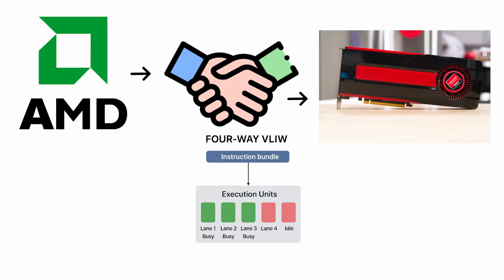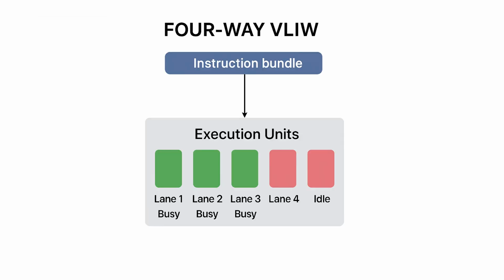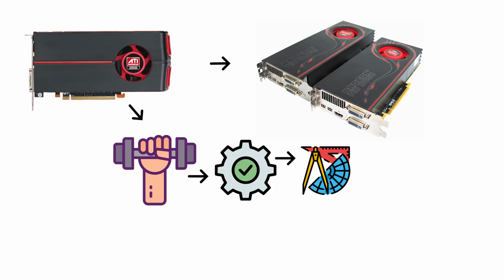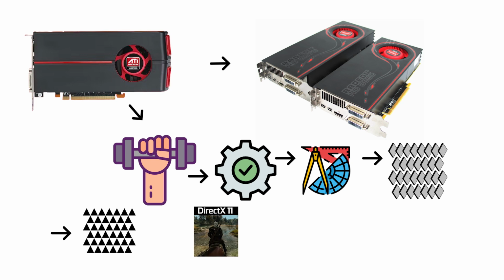Later, AMD introduced TeraScale 3 with four-way, very long instruction word groups instead of five. Reducing the width made it easier for compilers to keep the lanes busy, improving real throughput at the same clock speed. TeraScale 3, used in many Radeon HD 6000 models, also strengthened fixed function geometry, adding a more capable tessellation unit to improve DirectX 11 workloads.